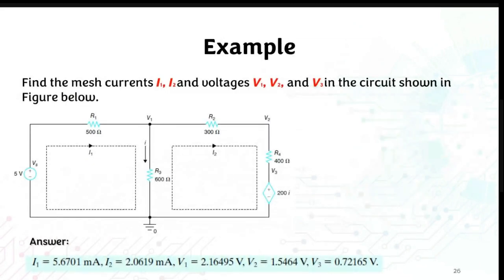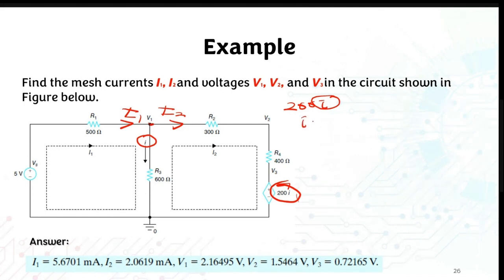And then we have another example. This example is with dependent sources as well. If you look at this dependent source, 200 I, just look at this I. I depends on the I1 and I2 connected here, so obviously your I is equal to I1 minus I2. So you can write it straight away.